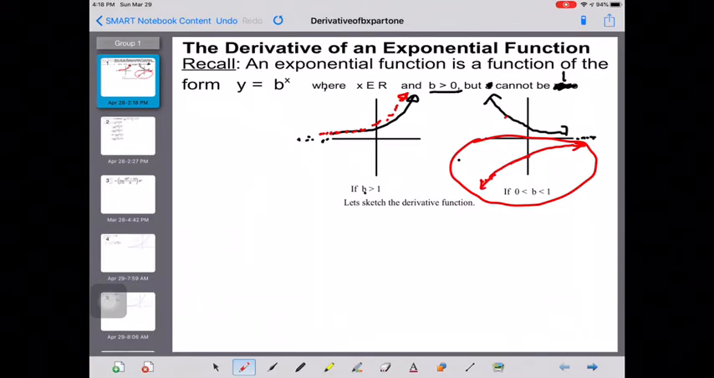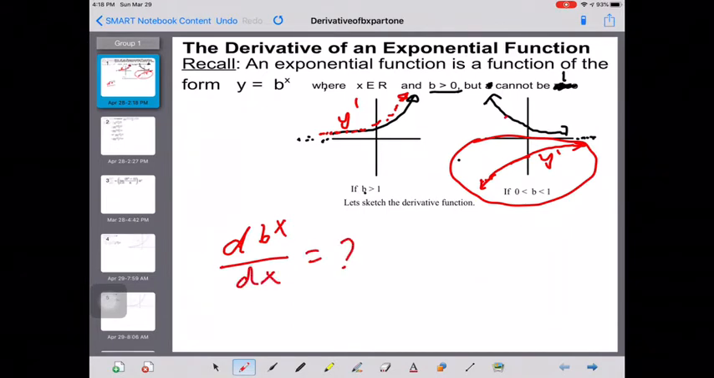But these sketches are just rough sketches of the derivative. So let's call this one here y prime, the derivative. So the goal for today in the next slide is, how do we figure out the derivative of b to the x, the derivative function? What is it from an algebraic point of view?